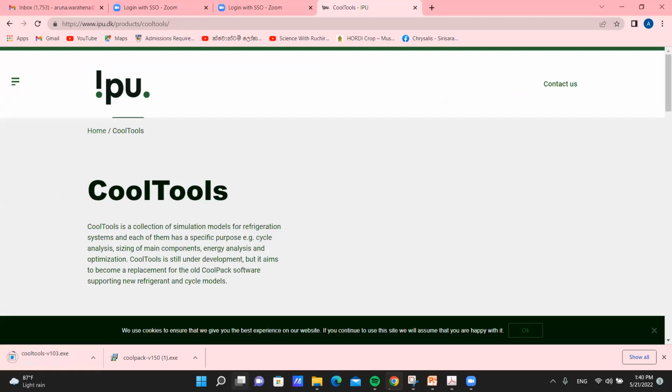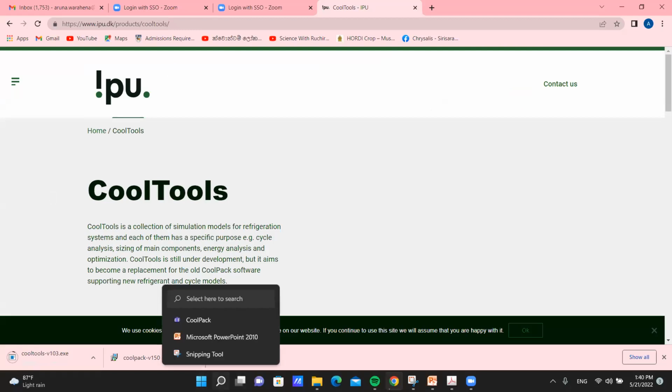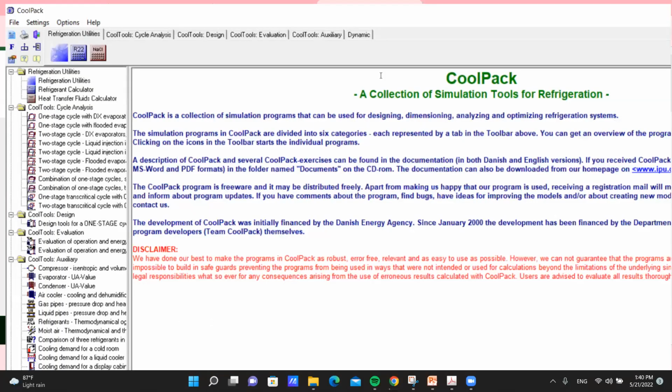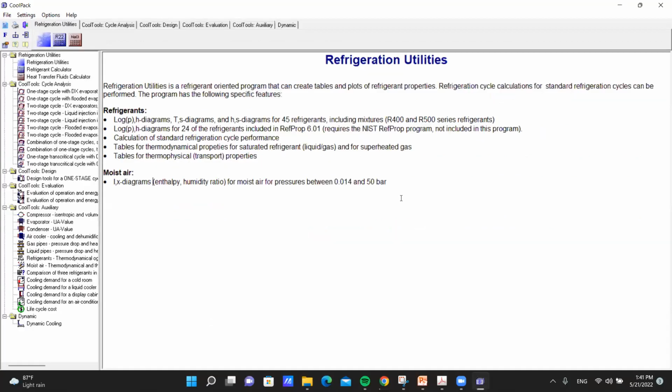And the software I have downloaded here, see Coolpack. At least we can have some database. It would be useful. So it is a free download, so you can keep it handy. It is very useful.